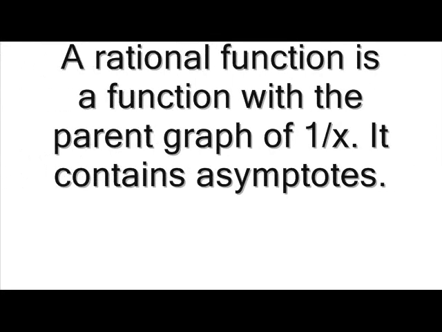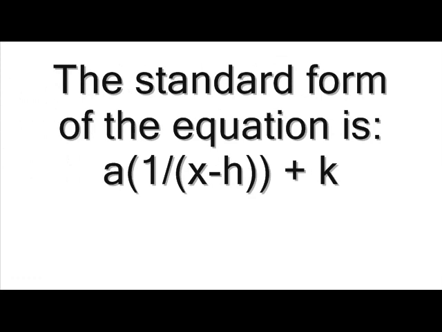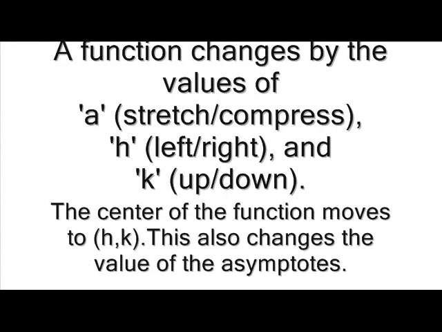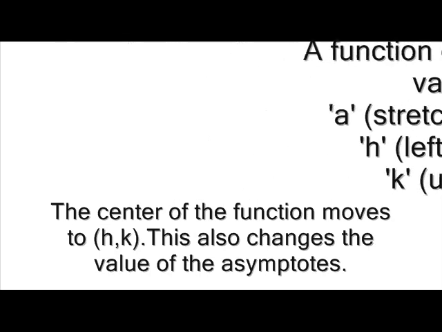A rational function is a function with the parent graph of 1 over x. It contains asymptotes. The standard form of the equation is a times 1 divided by x minus h, plus k. A function changes by the values of a, stretch or compress, h, left or right, and k, up or down. The center of the function moves to (h, k). This also changes the value of the asymptotes.